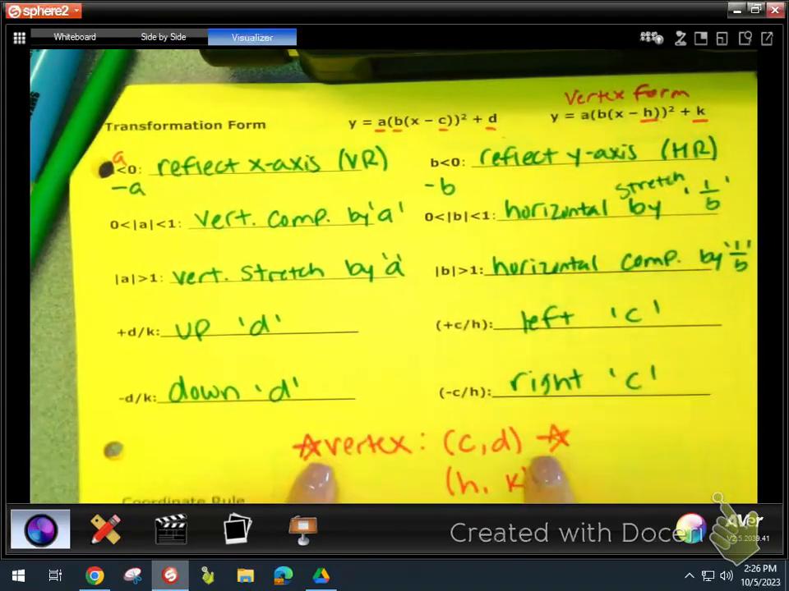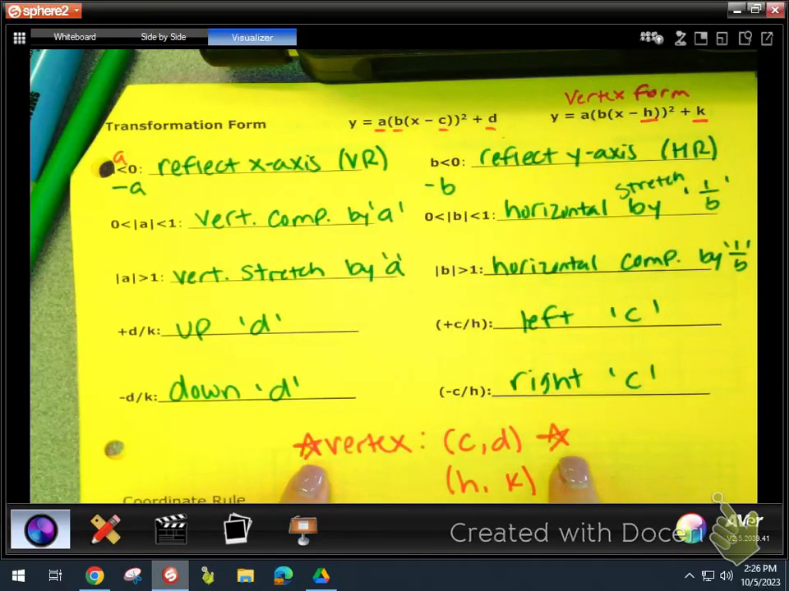I wrote this right here, that your vertex point, this is important, just like it was an absolute value, you can see your vertex point from the original equation. It's the C value, or again, we can swap out C and H, those are the same. And then we can swap out D and K, those are the same as well.